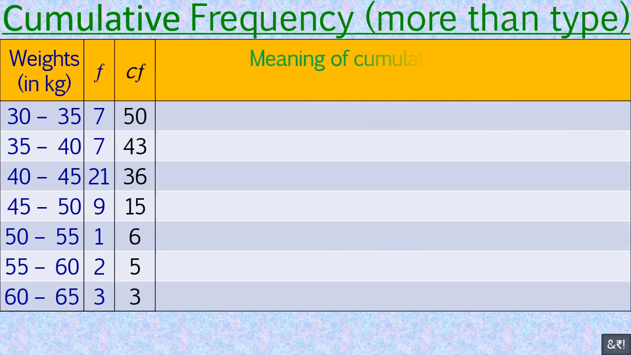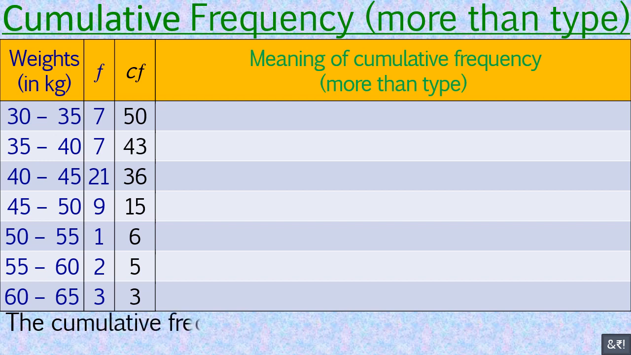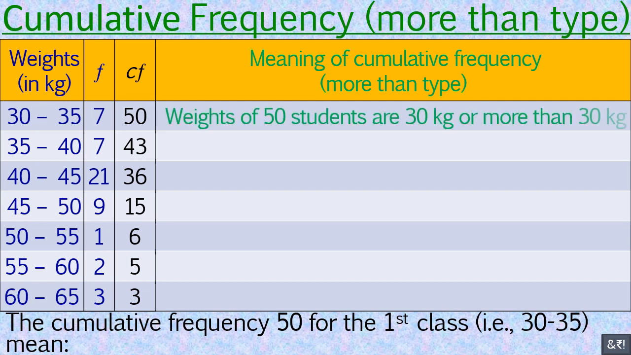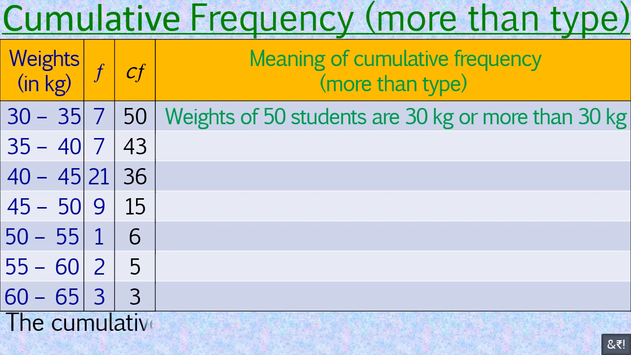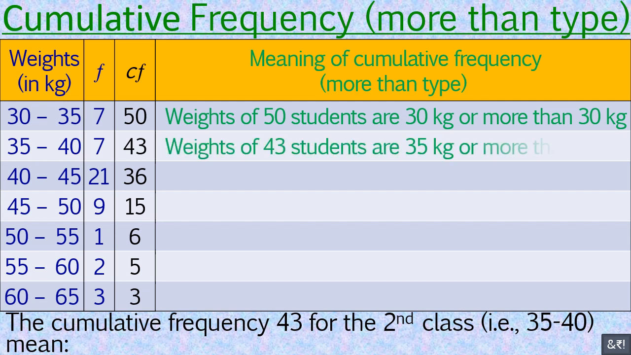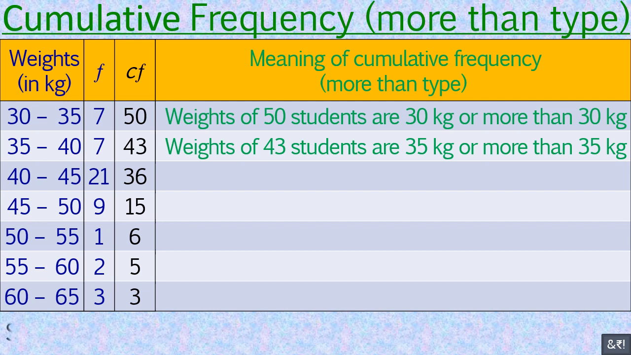Meaning of cumulative frequency, more than type. The cumulative frequency 50 for the first class, that is, 30 to 35, means weights of 50 students are 30 kg or more than 30 kg. The cumulative frequency 43 for the second class, that is, 35 to 40, means weights of 43 students are 35 kg or more than 35 kg. Similarly, for other classes.